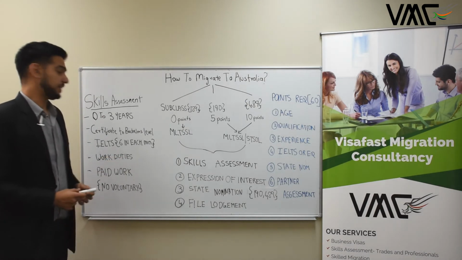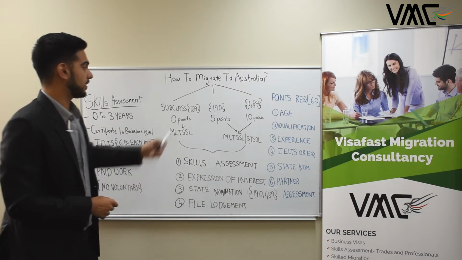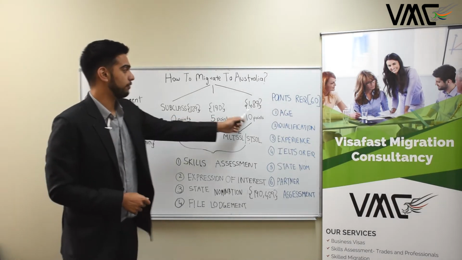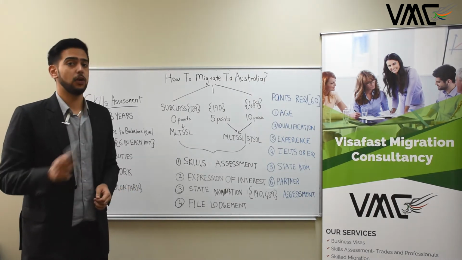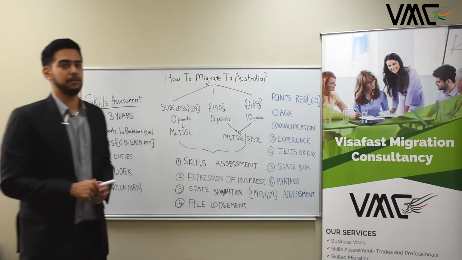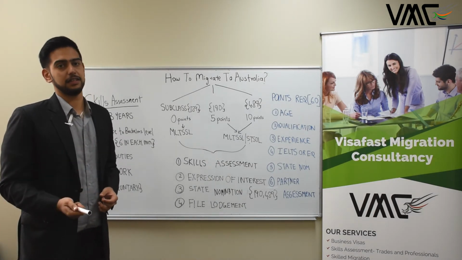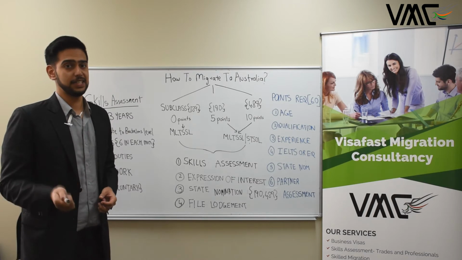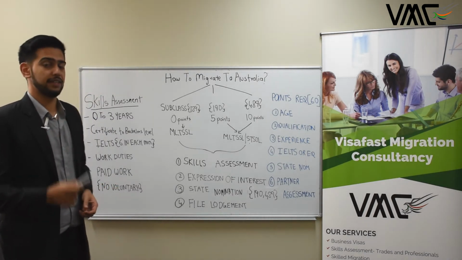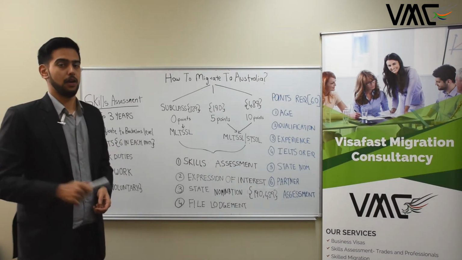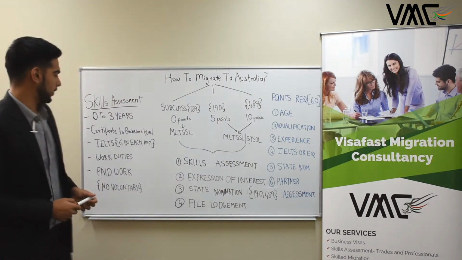The IELTS score is 6 in each minimum for any PR file you want to do through general skilled migration: 189, 190, and 489. The basic requirement is 6 in each, but depending on the occupation, the IELTS requirement would change. For example, nurses would require 7 in each. And if you want to claim higher points, you would require 7 or 8 in each in IELTS. I'll explain that later in this section.